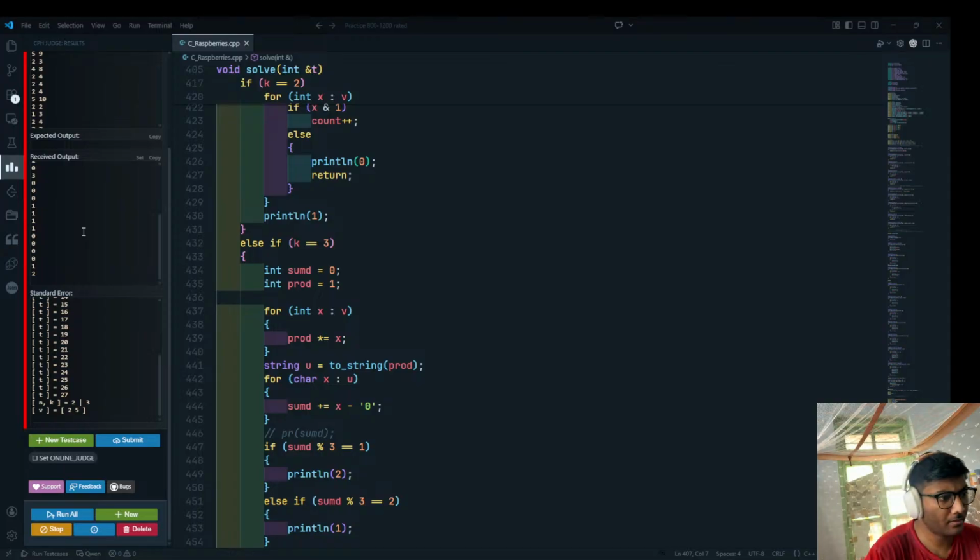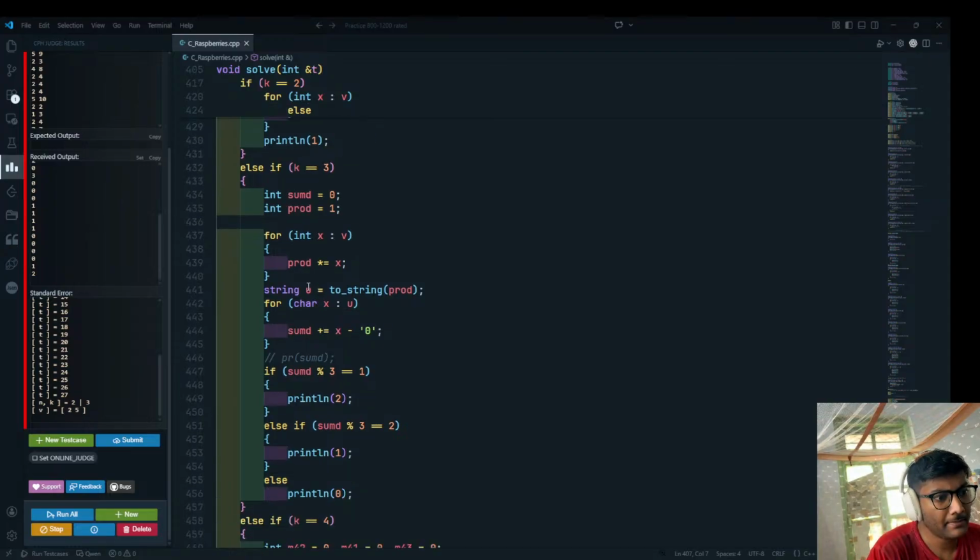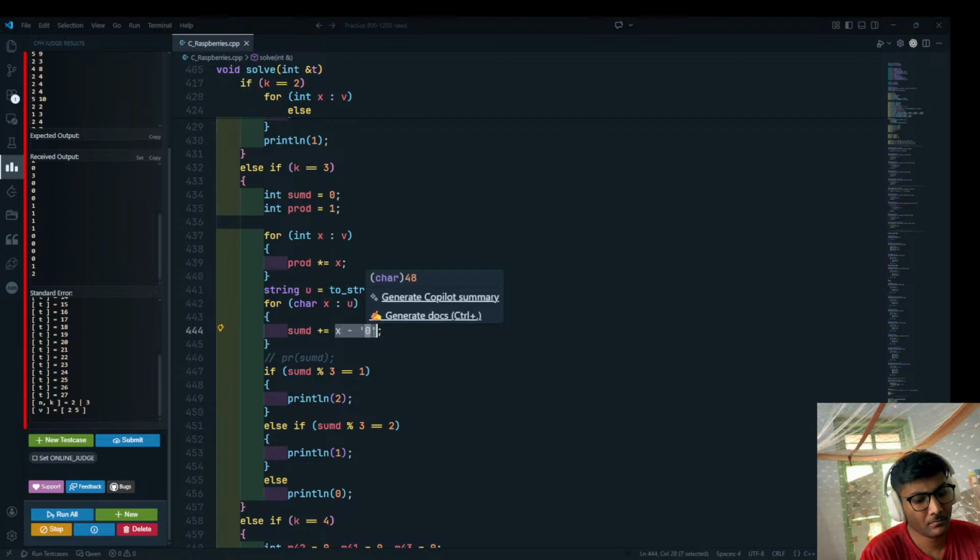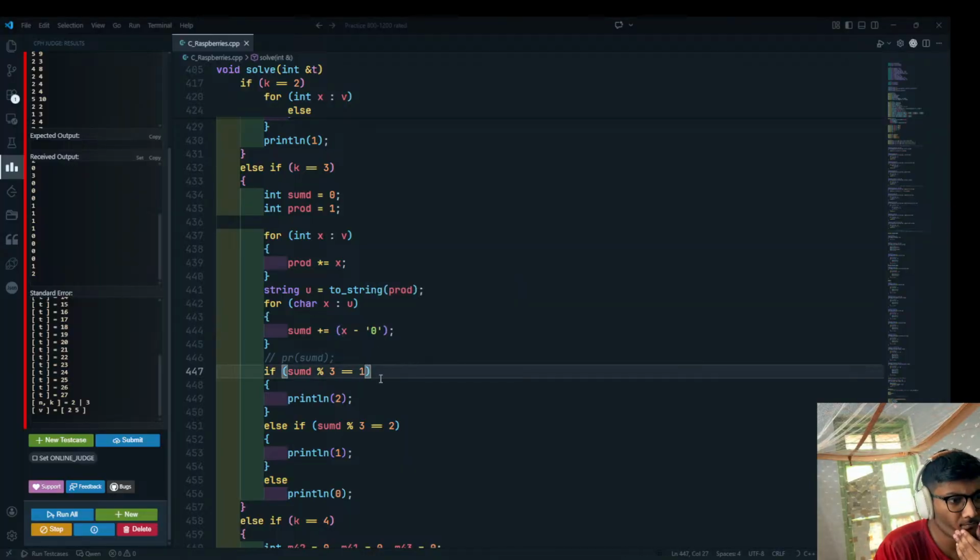Sorry, 5 to the 10, I think. Yeah, 5 to the 10. So product modulo is 1. Then my answer should be 2. But it's saying I can make this. Yeah, I can make this 2 into 3 then. So no need of the product. I just have to count modulos only.